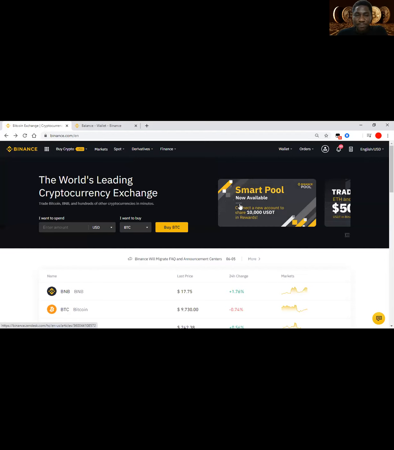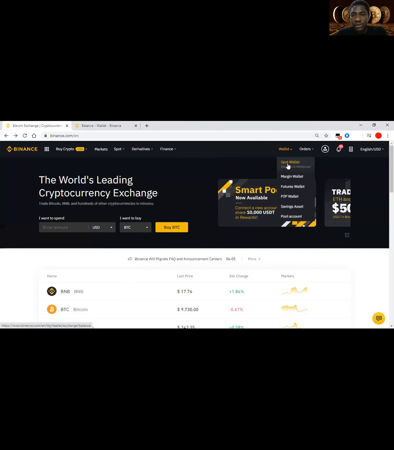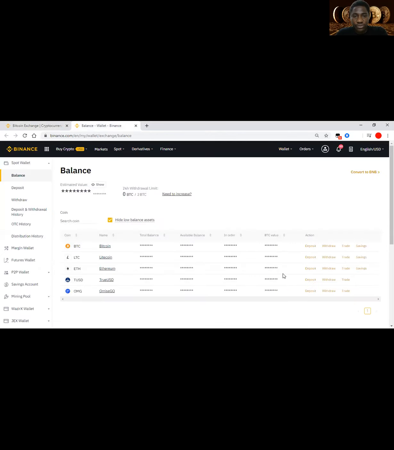First, you need to know that we are practically interested in two things: your wallet and your spot. Take note, your wallet and your spot. Now let's go to wallet. If you click on go to wallet, then click on spot wallet, it brings you here.